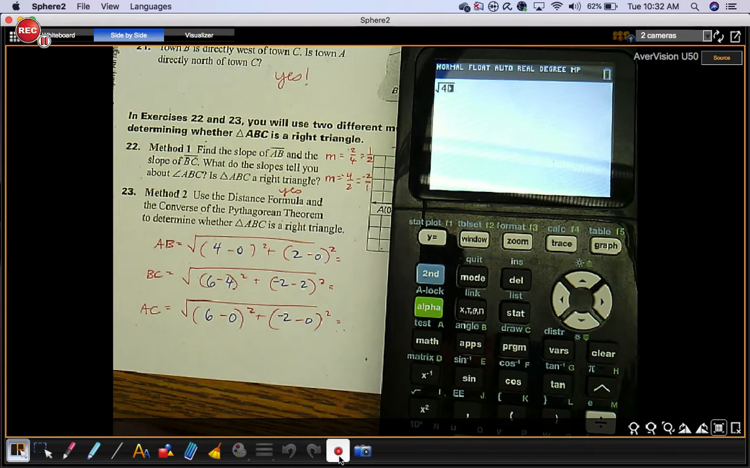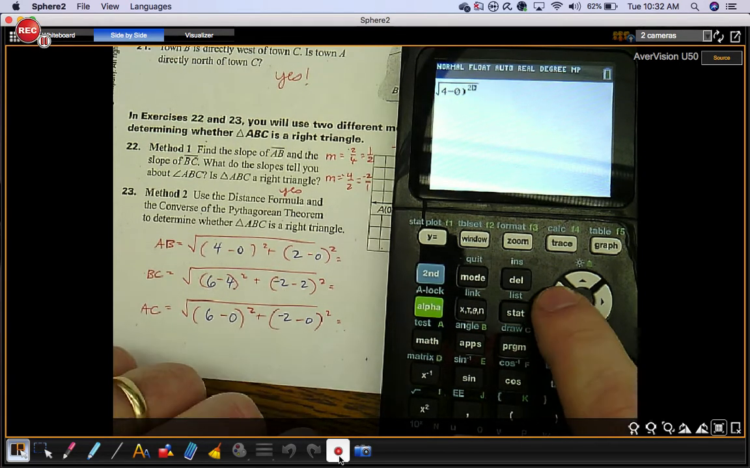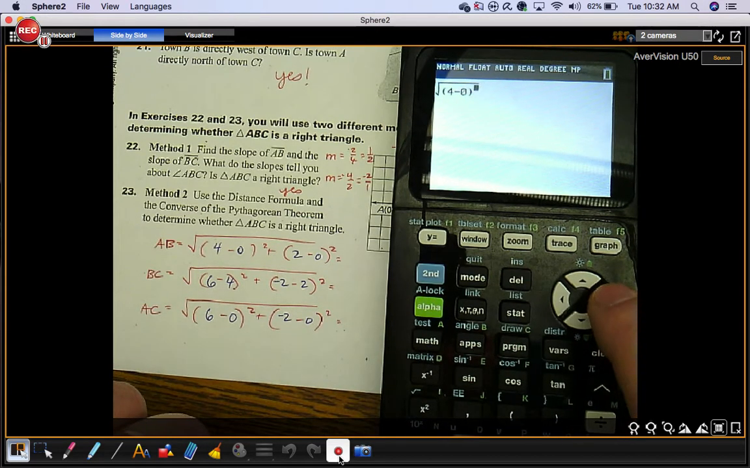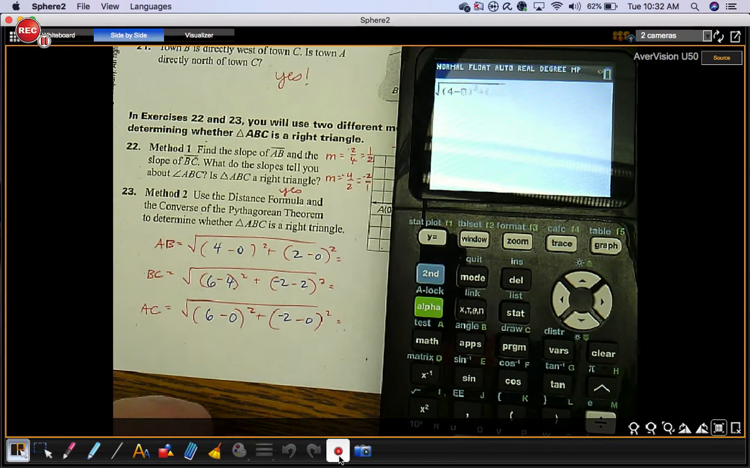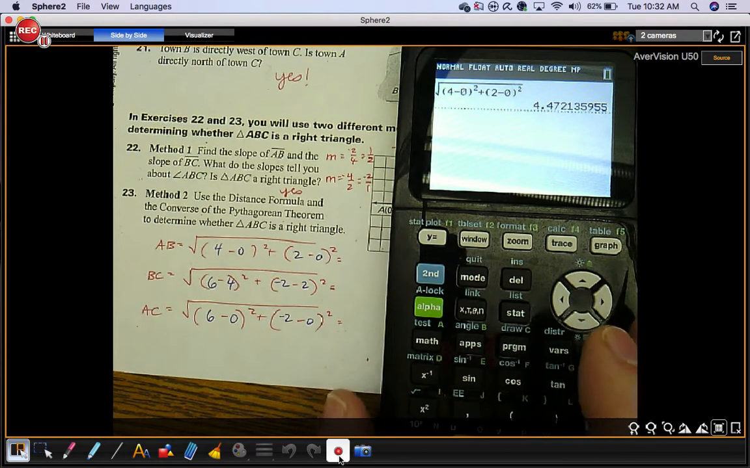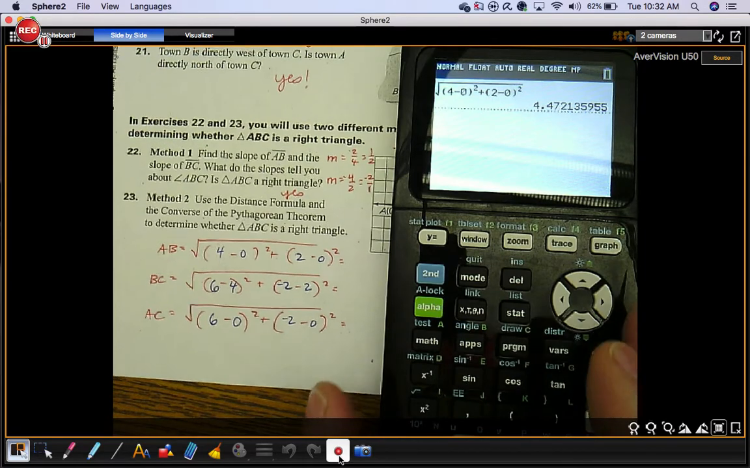4 minus 0 squared. Notice I'm just typing this in. I'm going to insert a parenthesis there. Plus, and then we'll do 2 minus 0 squared. Yeah, so that's what I was afraid of. It gives us a decimal, which isn't really what we want because we're going to take this answer and then use it to find something else. Okay, so maybe writing your answer in simplest radical form is best, which is why we learned those skills too.